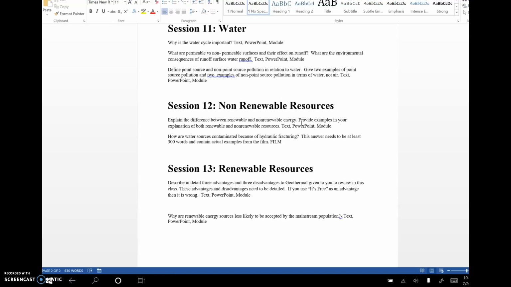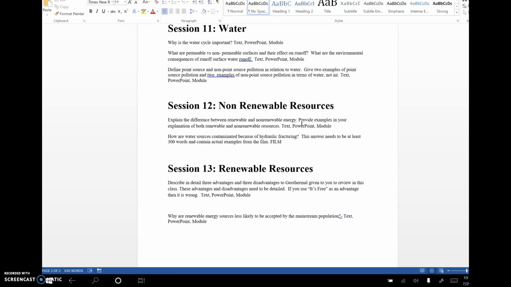And then Session 13, Renewable Resources. Describe in detail 3 advantages and disadvantages to geothermal. So I want you to talk about geothermal. I want you to give me 3 detailed advantages and disadvantages to the use of geothermal energy. They can be found in the text, PowerPoint, and module.